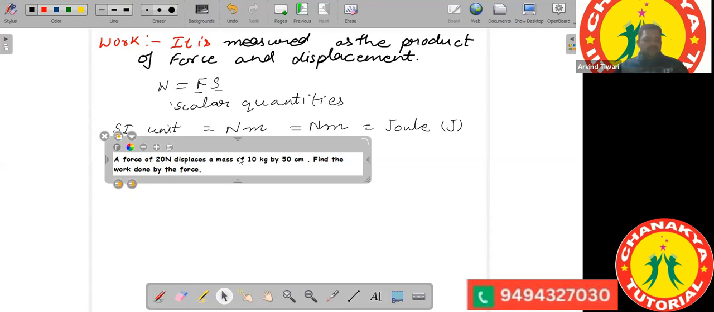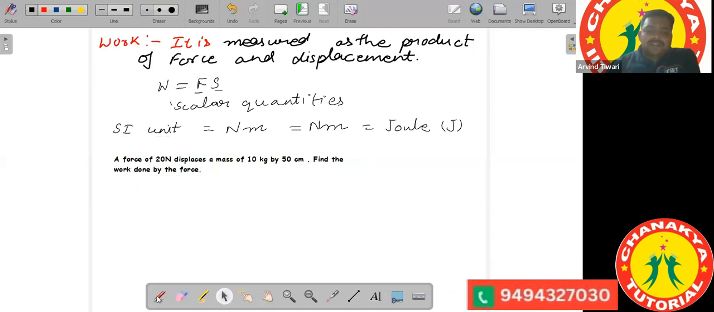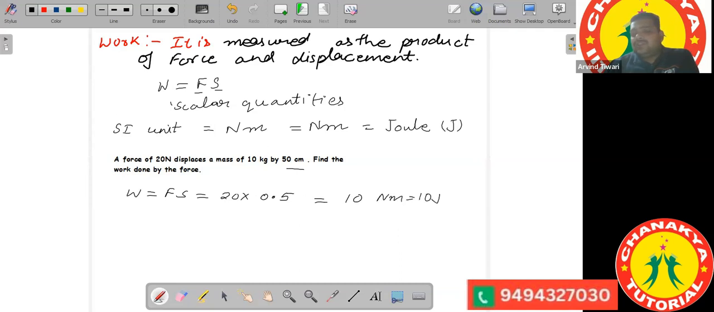So we can measure the work done. To measure the work done, we use the formula of work, which is force into displacement. Force is 20, multiplied by displacement of 50 centimeter. We convert 50 centimeter to meter, which is 0.5 meter. If you multiply, you get 10 Newton meter, which is 10 joule. You can just say 10 joule of work has been done. Understood everyone how to compute the amount of work done?